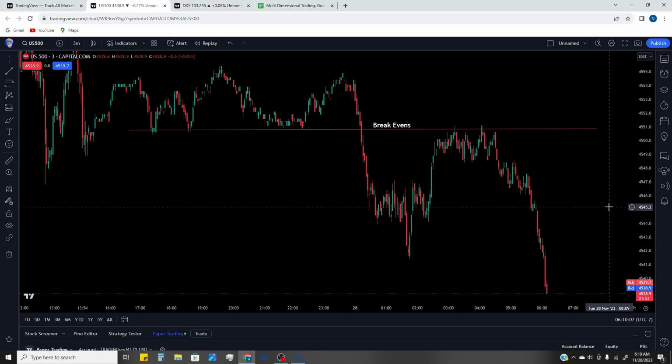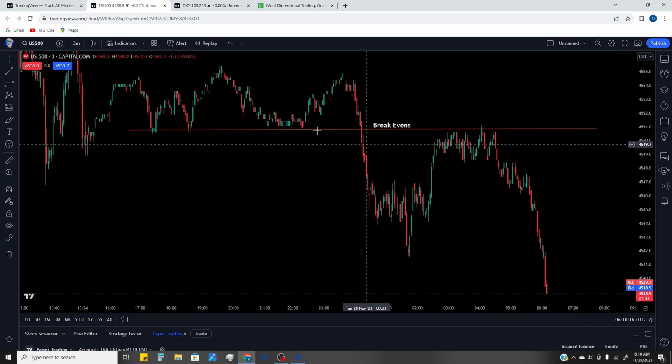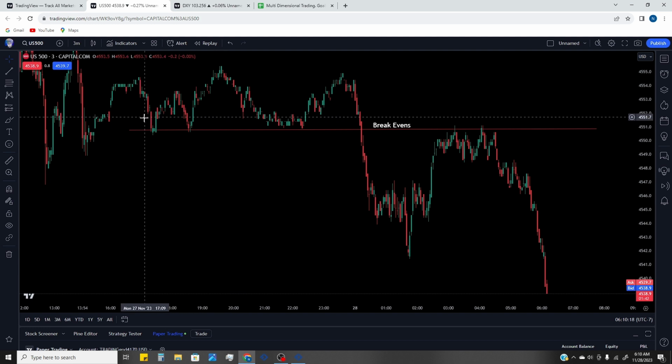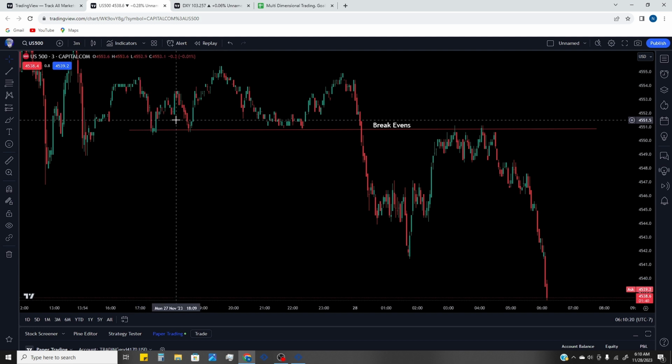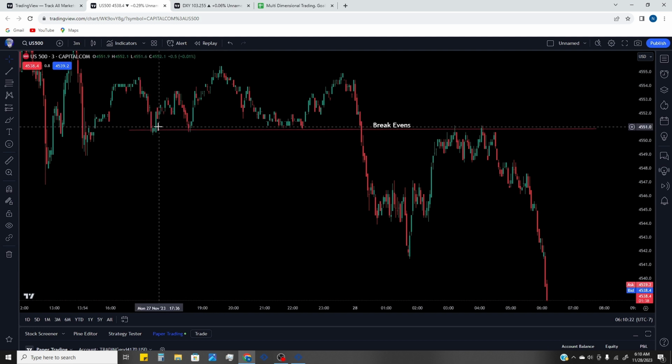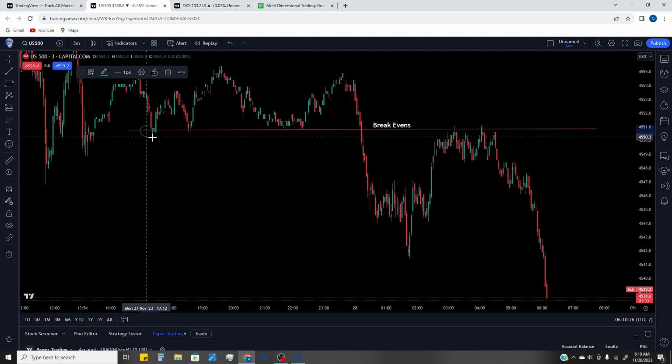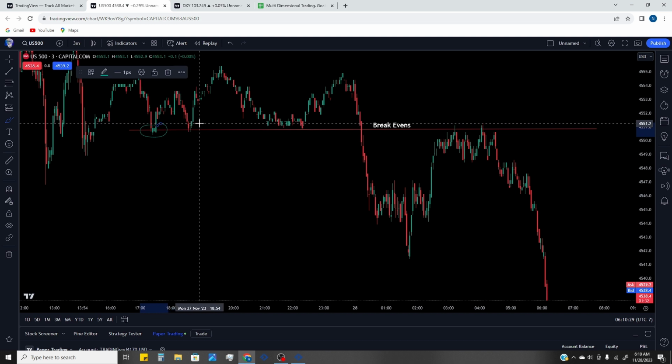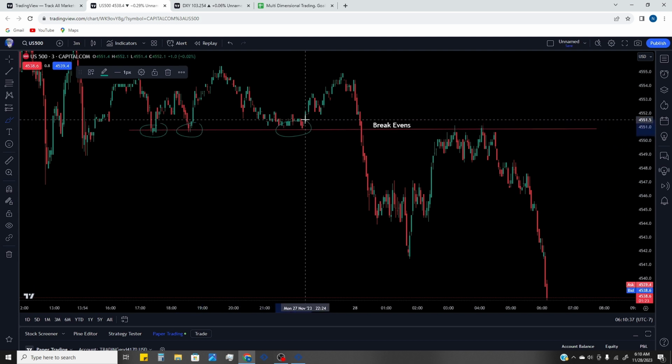Break evens is very simple to understand because we've all been there. Okay? Imagine you buy here. I'll take the markup. You buy here. Okay? You buy at the lows. You're getting good prices. Buy on the dip one more time.